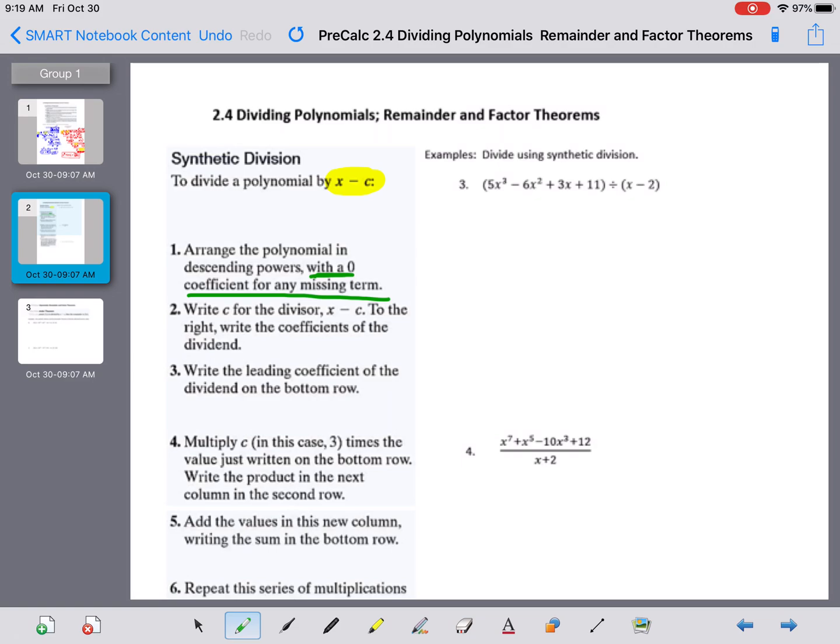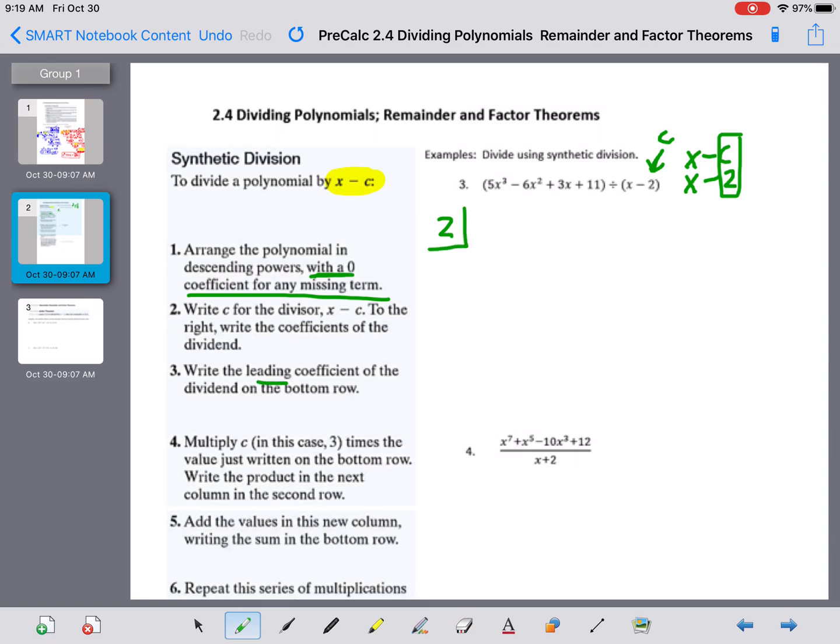We're going to write c for the divisor, x minus c. This is super important. This right here is my c. It is always opposite the sign you see, okay? Because if you think about it, x minus c equals x minus 2. So it's always going to be there. So my c this time is 2. If I had positive 2, I'd have to flip it and make it the opposite sign, okay? So we always put our divisor up here in this little left-hand corner in a box, okay?